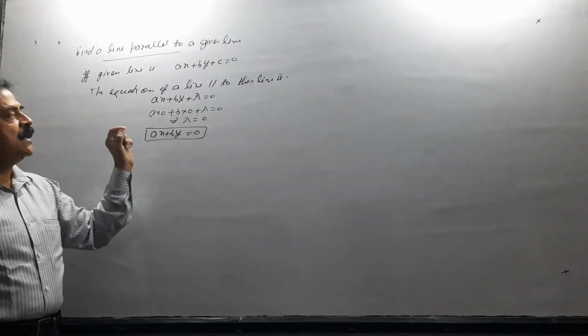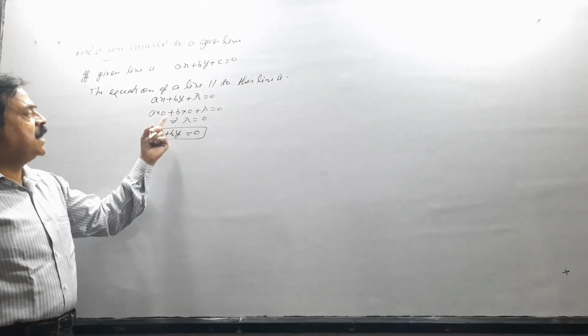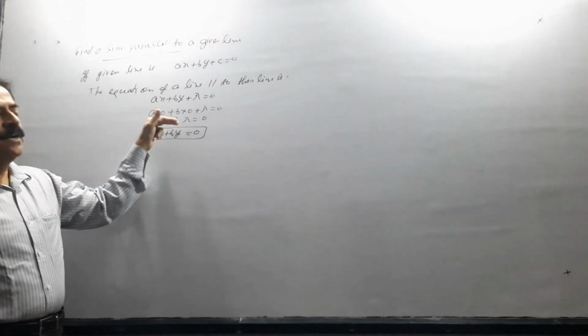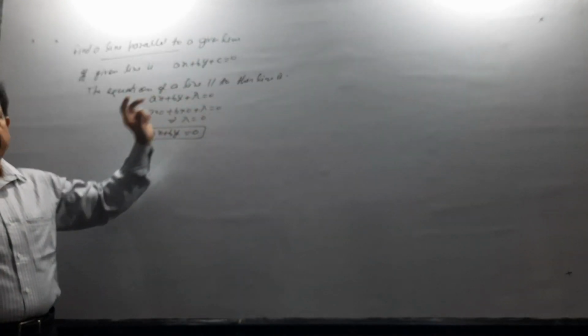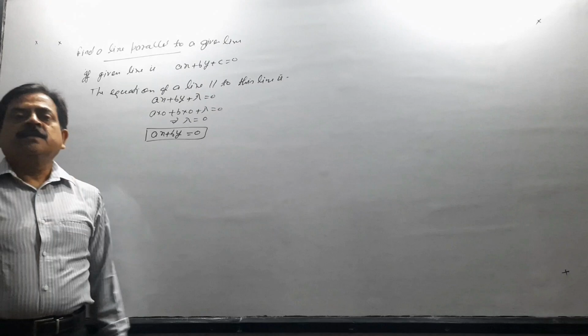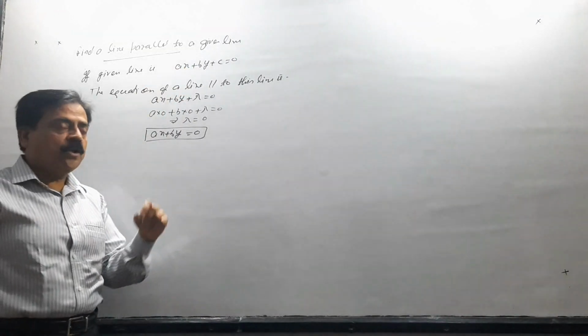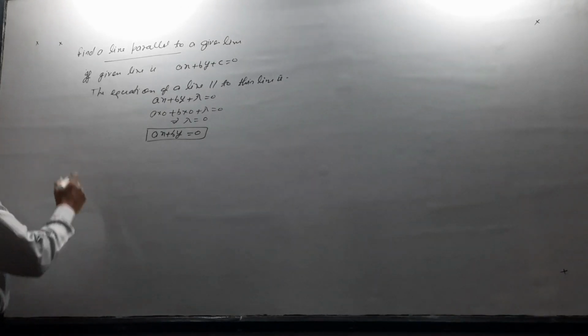And if instead of the origin some other point is given, then in the same manner we will replace x, y by that point, find the value of lambda and replace lambda by that value. Then we obtain this line, which is parallel to this line. And now we will find a line perpendicular to a given line.